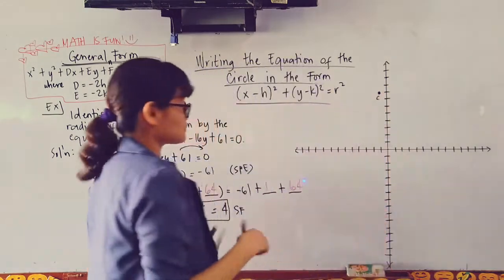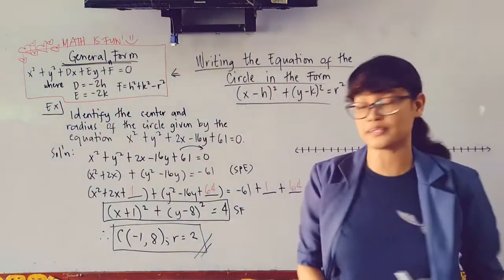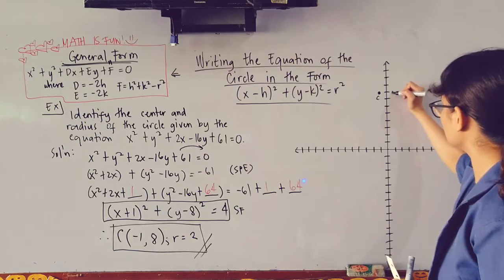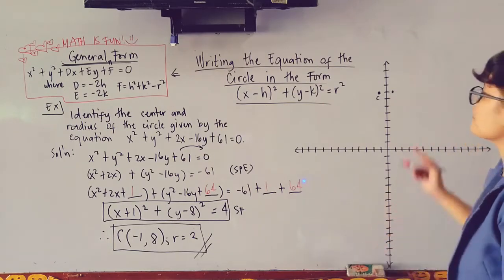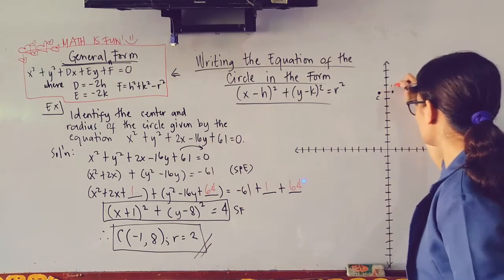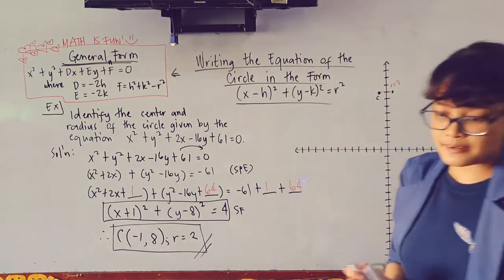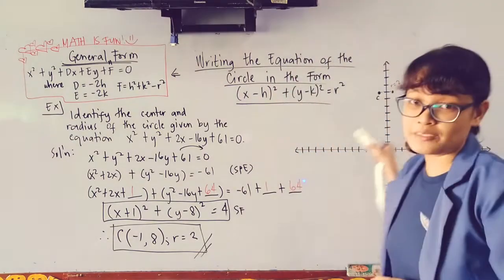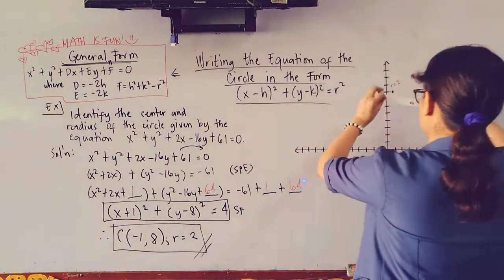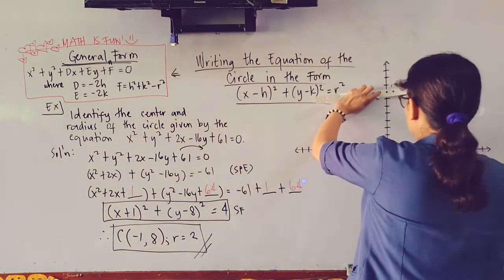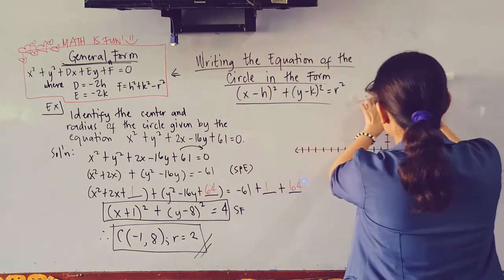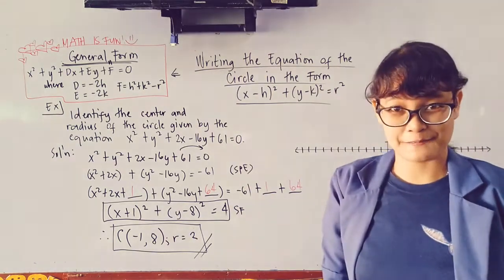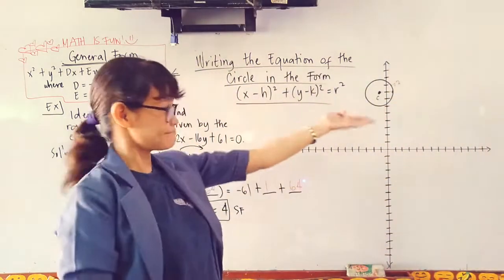So that is your center, and the radius is 2. Let's count 2 units. The distance of that point from the center is again r equal to 2. Now I'm going to use my DIY compass again to draw the circle. Of course, you will use the compass that you have. There you have it. That's the graph.